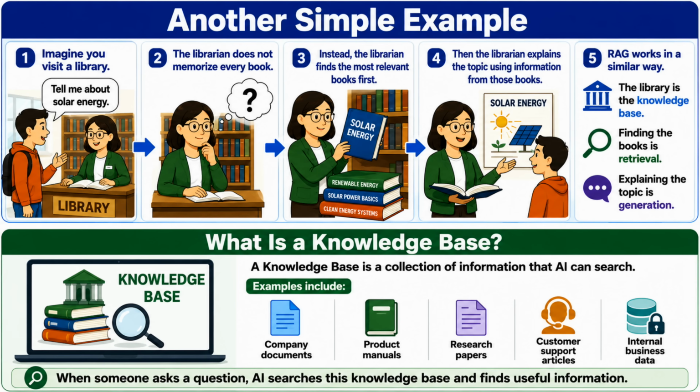Now we will see another simple example. Imagine you visit a library. You ask the librarian, tell me about solar energy. The librarian does not memorize every book. Instead, the librarian finds the most relevant books first. Then the librarian explains the topic using the information from those books. RAG works in a similar way. The library is the knowledge base. Finding the book is retrieval. Explaining the topic is generation.